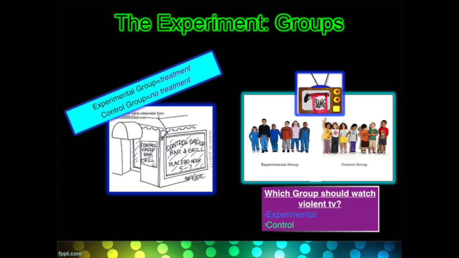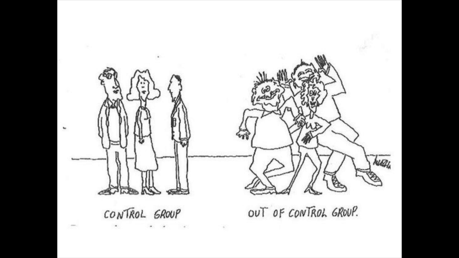So in an experiment, we also have groups. We have an experimental group and we have a control group. The experimental group is the group that receives the manipulation, also known as the treatment, and the control group does not receive the treatment or the manipulation. And so the reason we have these two groups is by having the control group, we have a comparison group.